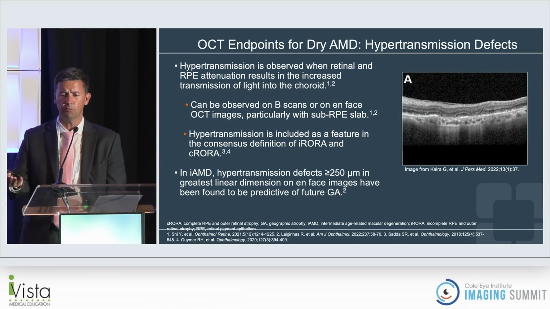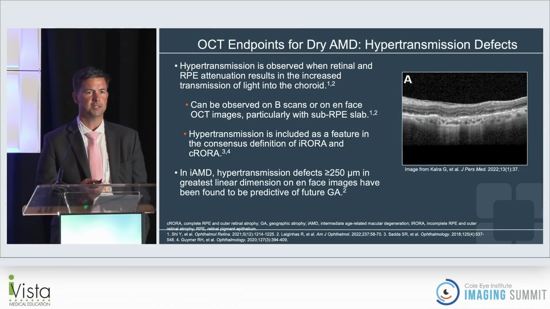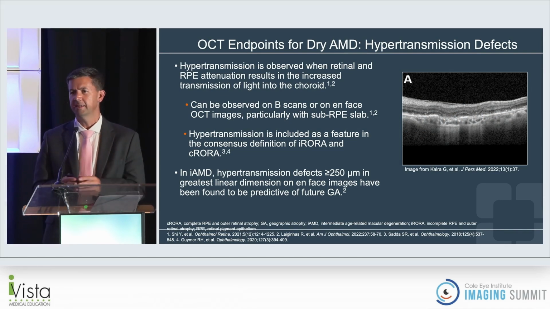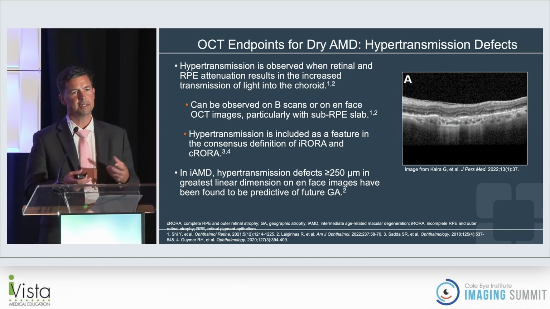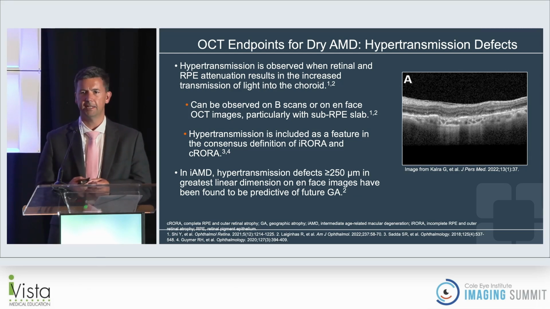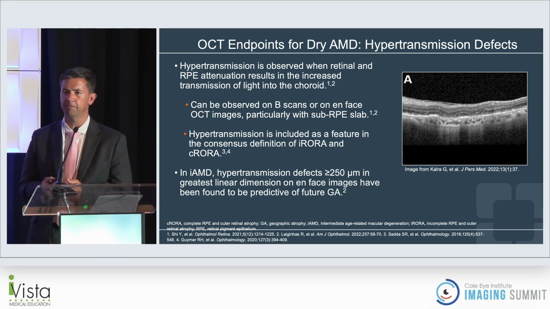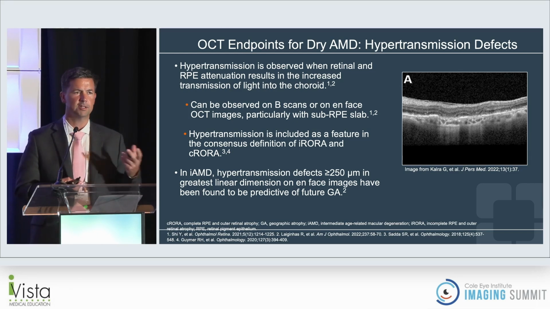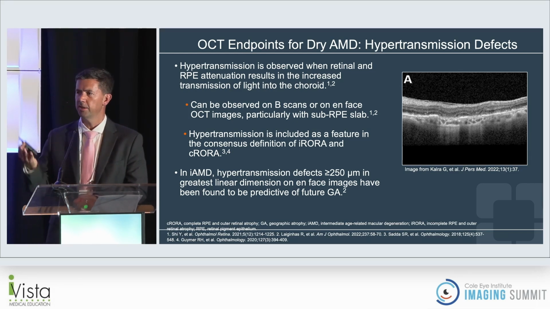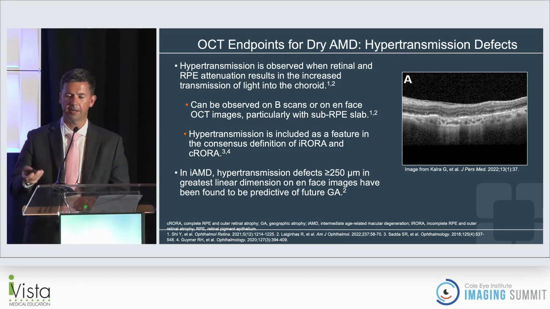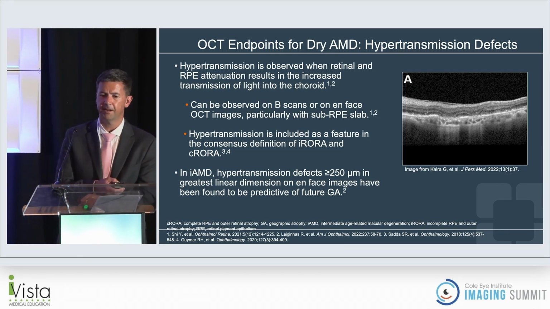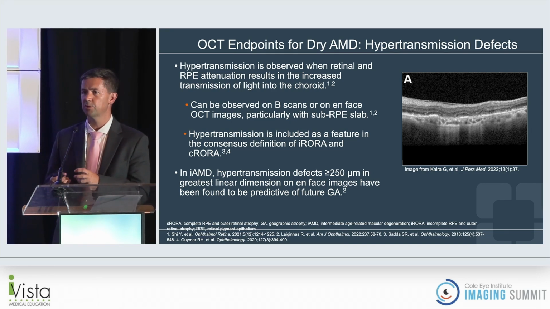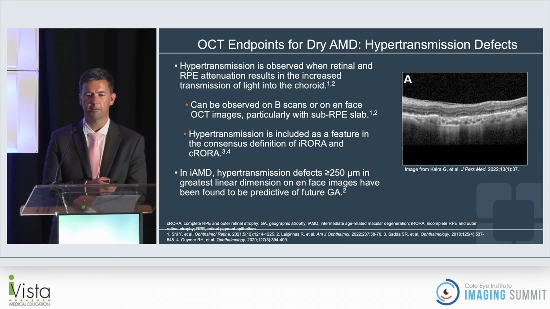So one of the first things is hypertransmission defects. This is really on the spectrum of what we see in iRORA and cRORA, but the idea is that you can see this even in intermediate AMD. When you start to develop attenuation of the RPE as well as thinning of the outer retina, you have increased transmission of light into the choroid, as you can see here. That can be observed both on the B-scans and in the en face images, and this can be used to really look for areas of high risk for progression.